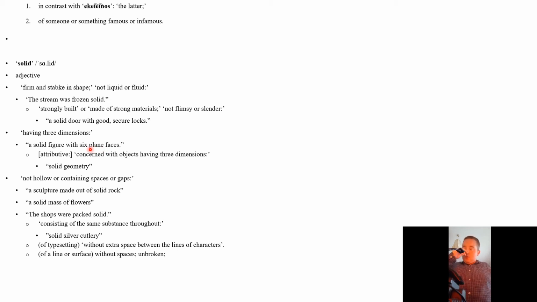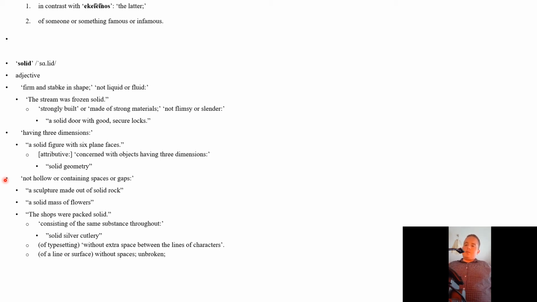So a cube is a solid figure with 6 plane faces. Attributive, concerned with objects having 3 dimensions. Solid geometry. Not hollow or containing spaces or gaps: a sculpture made out of solid rock, a solid mass of flowers, the shops were packed solid. Consisting of the same substance throughout.